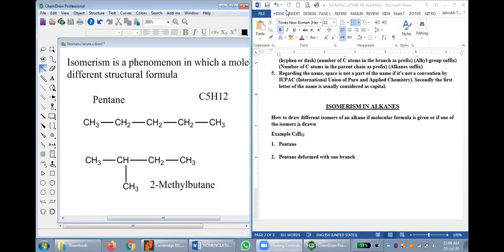Sir, I wrote 3-methylbutane. Acha, but the structure was the same. Okay, good. That's fine.